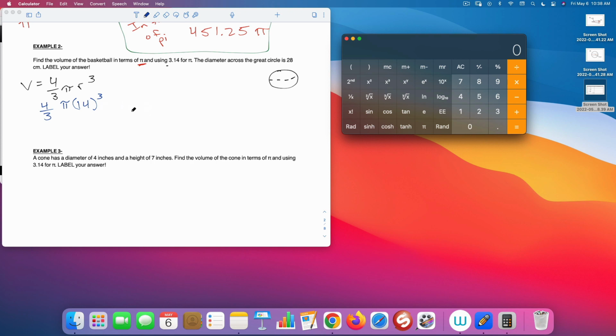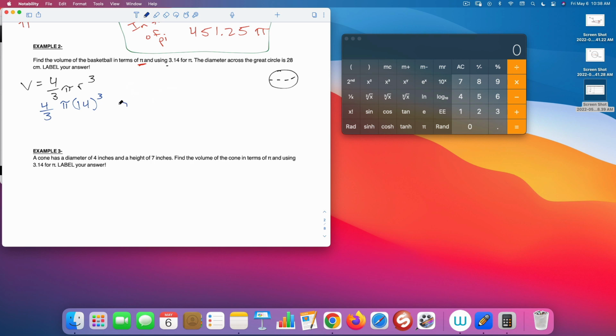Question, Indy? The diameter across volume of the basketball. So a basketball is a sphere. So we're gonna envision this thing as the basketball. The basketball is a sphere. So we're gonna use this thing as a sphere.